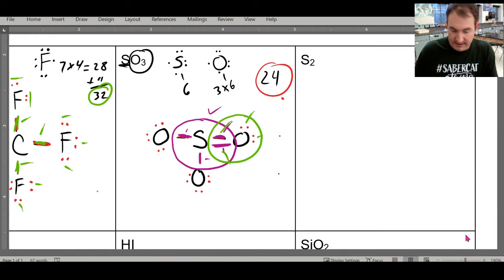It has one double bond. And again, that double bond could have been with any of the oxygens. It doesn't matter which one. We would have picked one and just made it into a double bond. Okay.